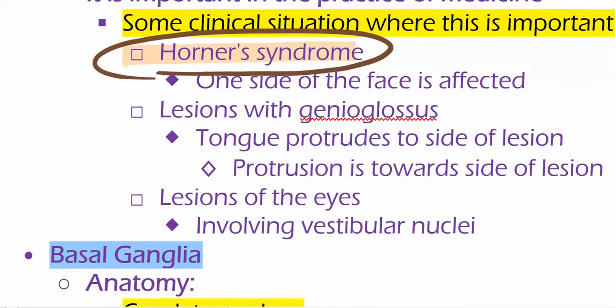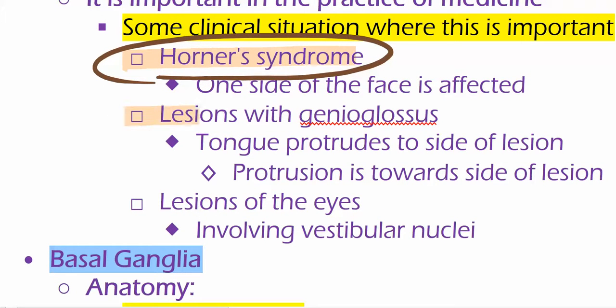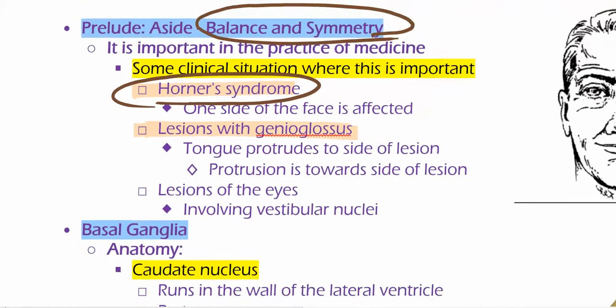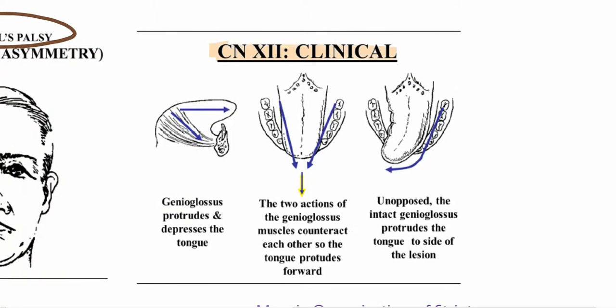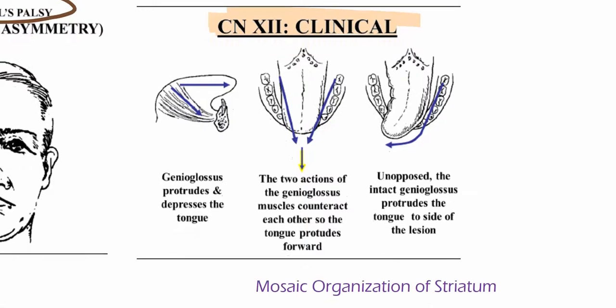Then we have a lesion with genioglossus. This is where, of course, you have a lesion, and the tongue is going to protrude towards the side of the lesion. So cranial nerve 12 lesion: the side that is lesioned, let's say this side, the tongue is going to protrude towards this side. And that's what we see here.